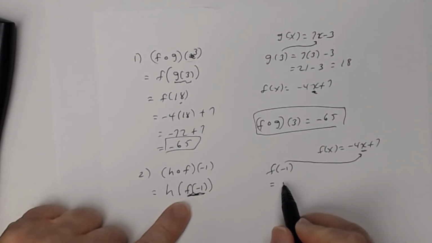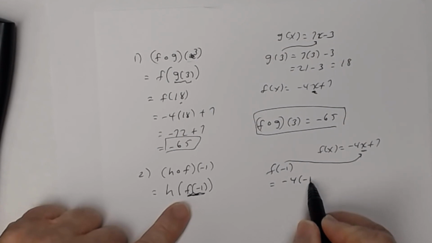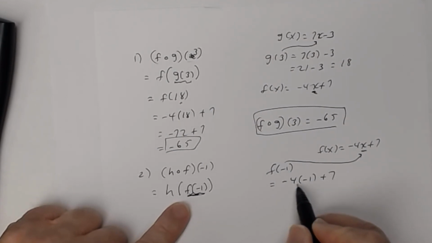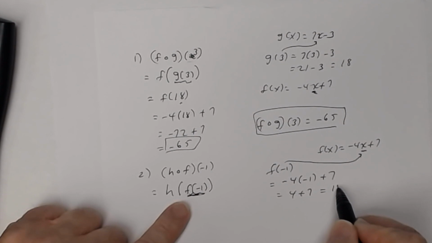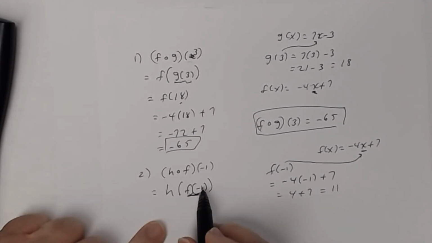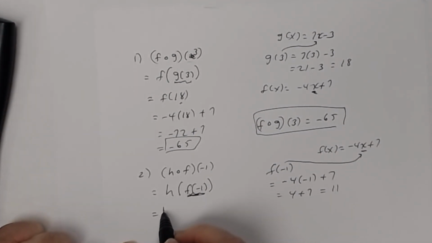So f of negative 1 will be negative 4 times negative 1 plus 7. Multiplication before you add, order of operations. Negative 4 times negative 1 is a positive 4. 4 plus 7 is going to be 11. So that's what f of negative 1 is. So this becomes h of 11.